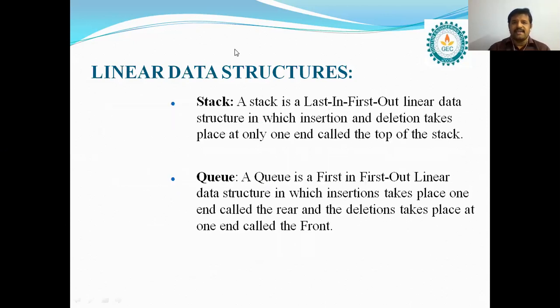Stack. Stack is a linear data structure which works on the principle of last in first out, right? In it, insertions and deletions take place at only one end, which is called the top of the stack. That is the definition of stack. And queue is another linear data structure which works on the principle of first in first out, in which insertions take place through one end, called the rear end, and deletions take place at the other end, called the front end, right?